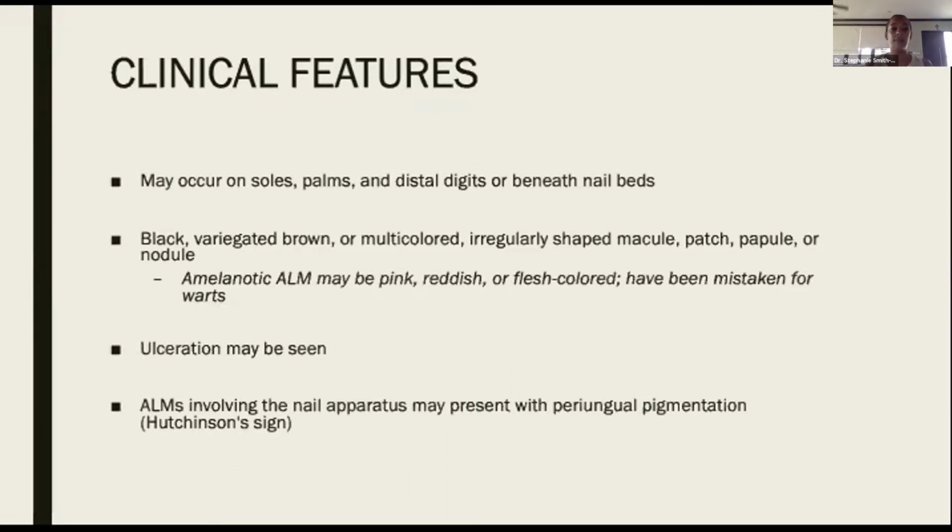As I said, these may occur on the soles, the palms, can happen on the digits, and beneath the nail beds. What you'll see is oftentimes black or a variegated brown. So you can have from very light brown to very dark brown areas. And they can also be multicolored, as we saw in our case. Usually they'll have an irregular shape and they can present as a macule. So they may be flat. They can present as a patch. They may be raised. They may have papules or nodules, specifically in these acral lesions that start to ulcerate, they can form nodules within the lesion.